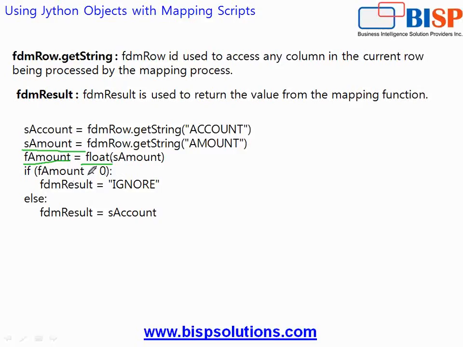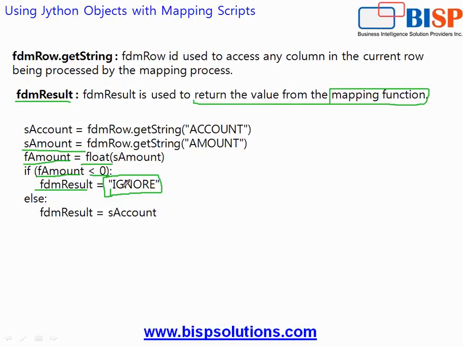And my condition is fairly simple. If it is negative, less than zero, if my amount is less than zero, ignore it. Do not load. So Ignore is basically a keyword, and fdmResult equals Ignore: do not load data. So if you look at your expression, fdmResult is used to return the value from the mapping function.